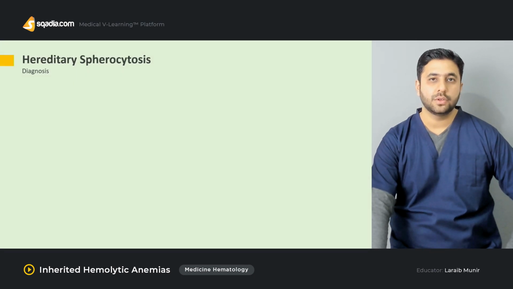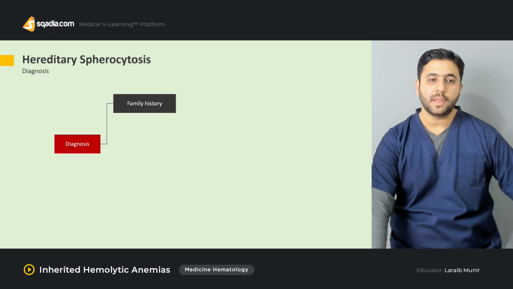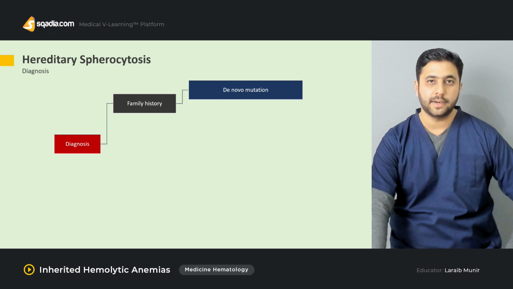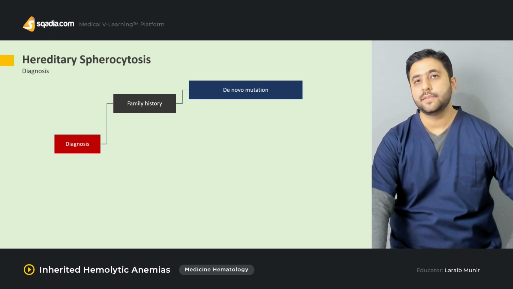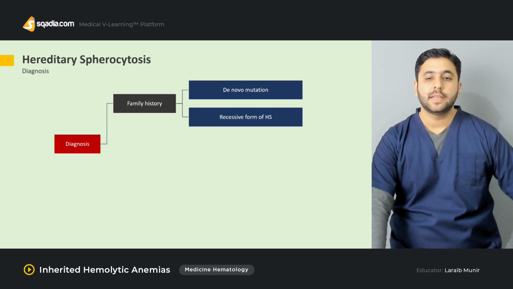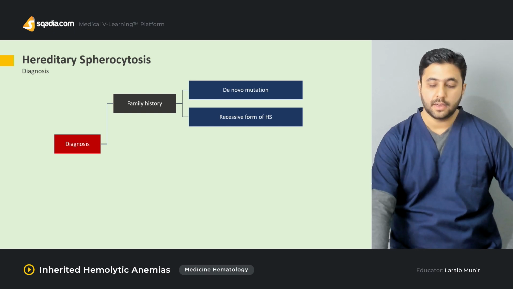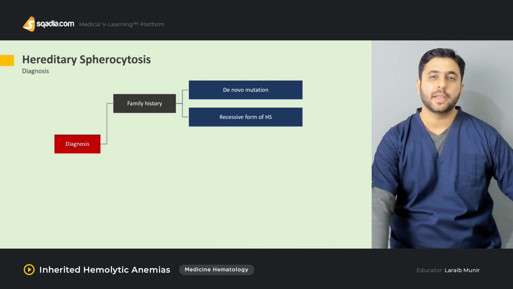How do we now diagnose? The next question to ask in the case study was how do we diagnose this condition? There are a few important tests here. The one thing important is to evaluate the family history, because it is an autosomal dominant disorder, and so any first degree relative can also have an autosomal dominant mutation. Otherwise, there can be a de novo mutation arising in this patient. Certain recessive forms of hereditary spherocytosis, which are very rare, can also be present.